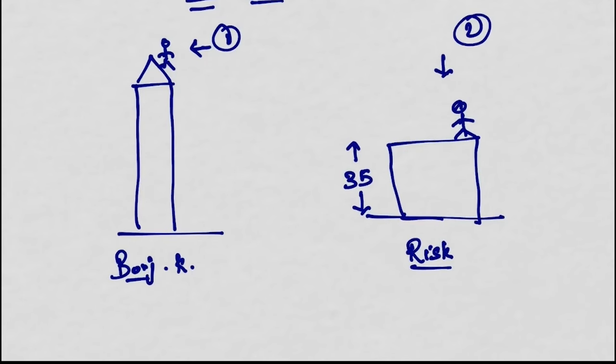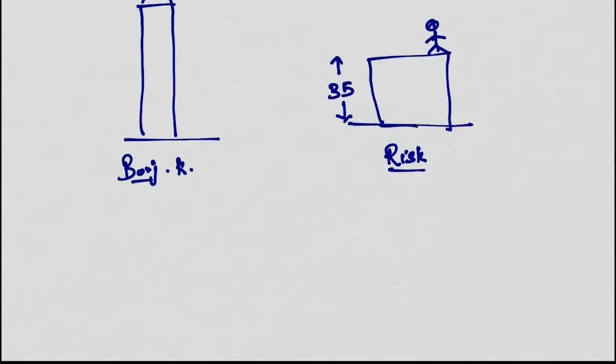So what is risk? Risk is about uncertainty of the future outcome. Risk kya hai? Risk is the uncertainty about the future outcome. Agar aapko pata nahi chalta ki future mein kya hoga, main predict nahi kar pa raha hun, that is risk. Theek hai? Now come to this another example.